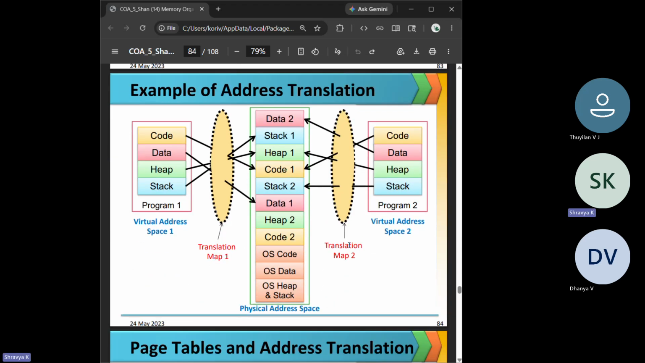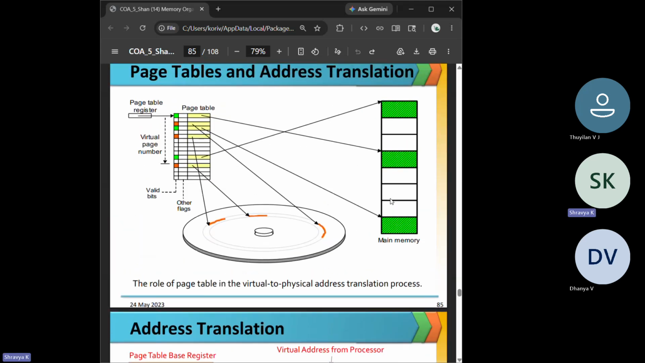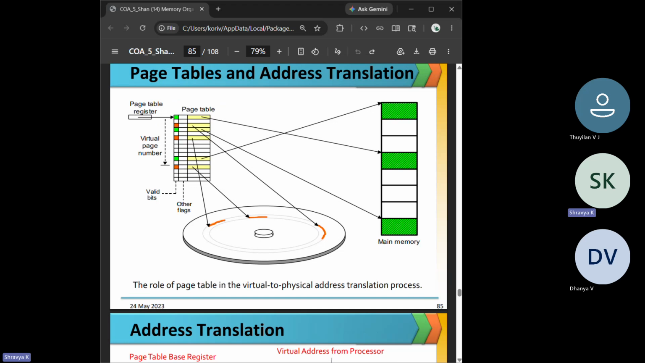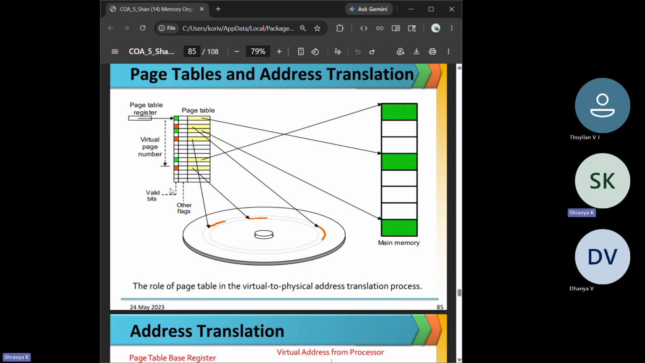This is an example of address translation, where you have program one with a virtual address space, and there is a translation map. Using this translation map, you can map the virtual address space into the actual physical address space. Similarly, you can do this for the other program as well, right? Over here you can see that we have a page table, and there's a page table register, which stores the address of the page table itself, and the virtual page numbers, right?